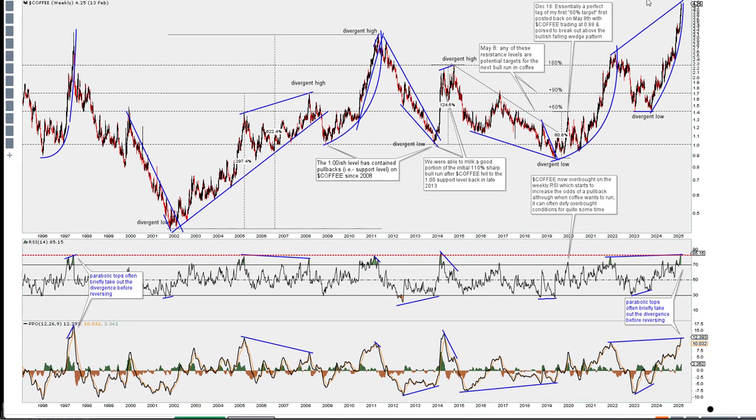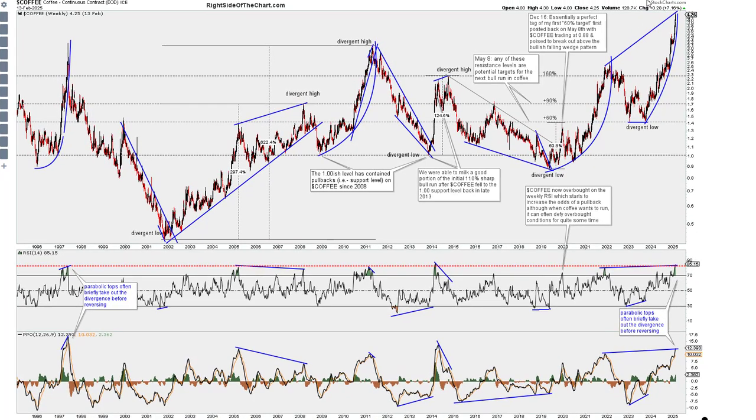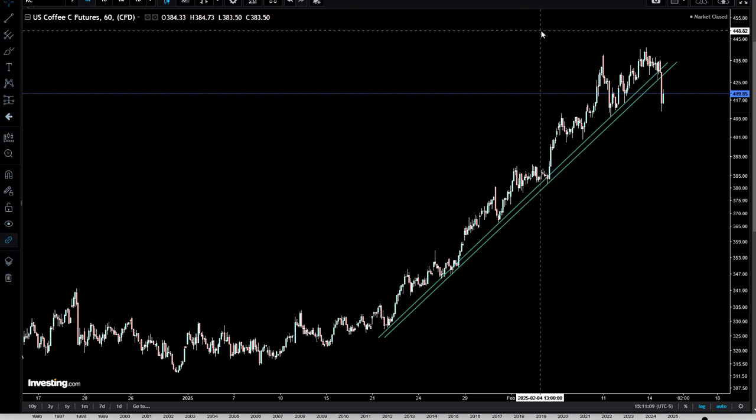And when you go parabolic, it's not unusual to see divergences like you did here get slightly taken out on that last kind of gasp of air right there on the last, near vertical launch. So then what you need to do is drill down to daily and shorter term charts. This is a 60-minute chart. You can get this on Investing.com. They give you free futures charts.